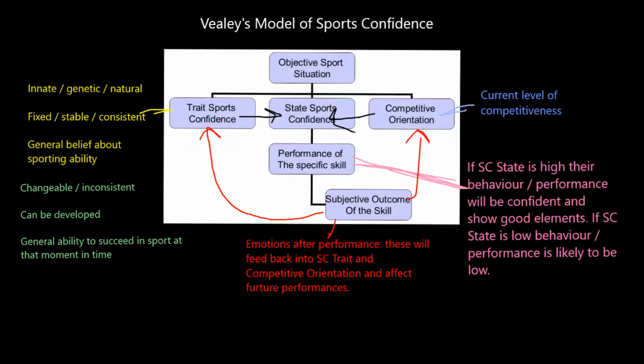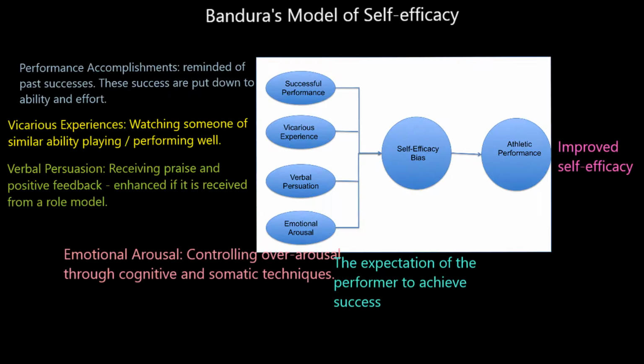But then obviously the exact opposite is true. If I have low levels of natural confidence, I am not very competitive, I will have low SC state, I will have low confidence in a given sporting situation. My performance will therefore be of a low standard and low in confidence, and then my subjective outcome will be, I definitely want to avoid competitive situations, and I definitely know I'm not that confident at sport. So it suggests the idea of when you're winning, you keep winning, and when you're losing, you keep losing. The confidence feeds itself, but sometimes the lack of confidence feeds itself. So that was Vealey's model of sports confidence.